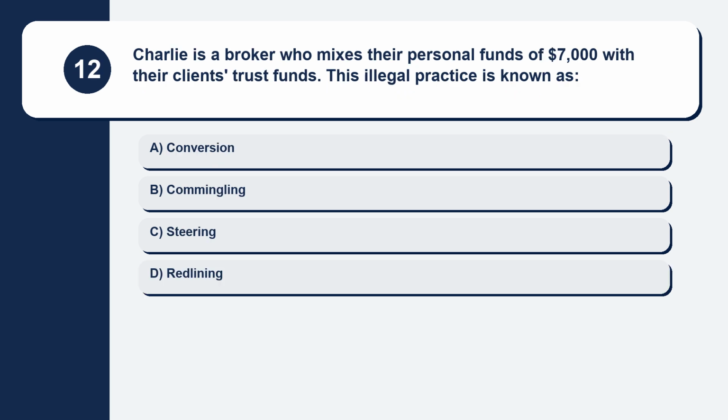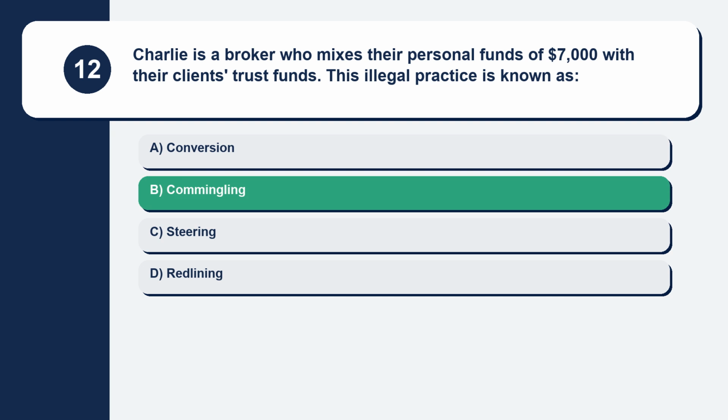Question 12. Charlie is a broker who mixes their personal funds of $7,000 with their clients' trust funds. This illegal practice is known as. Here are your options. Option A, conversion. Option B, commingling. Option C, steering. Option D, redlining. The correct answer is option B, commingling.